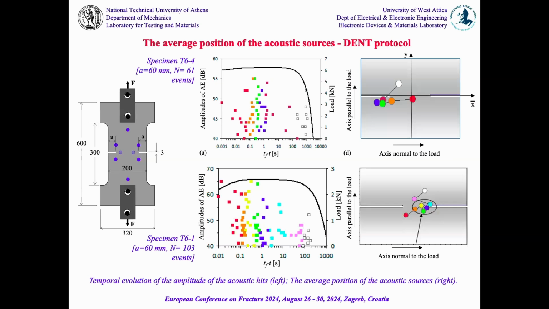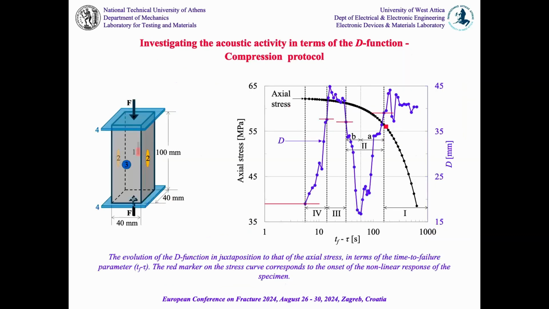We would need a perfect specimen, which is impossible. So one of the notches attracts the position of the sources, and when it starts propagating, it approaches the second notch. And this is systematically observed in all specimens of this protocol.